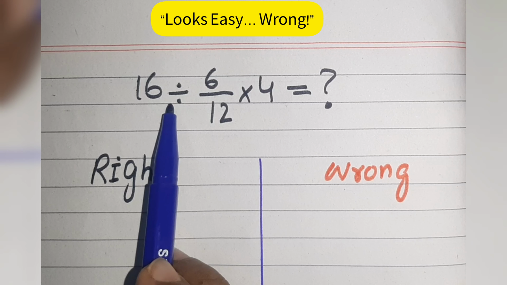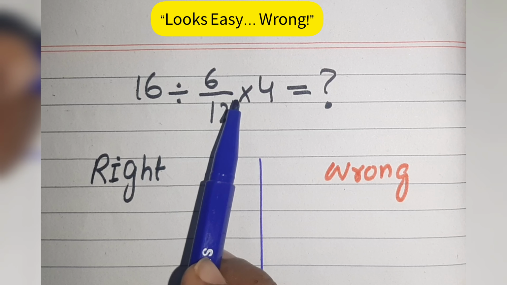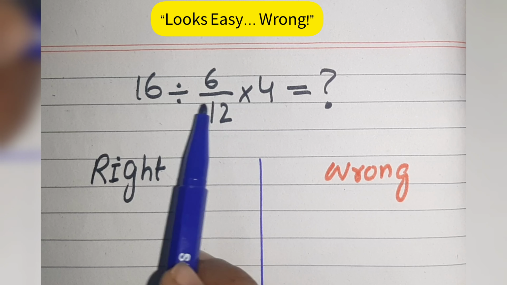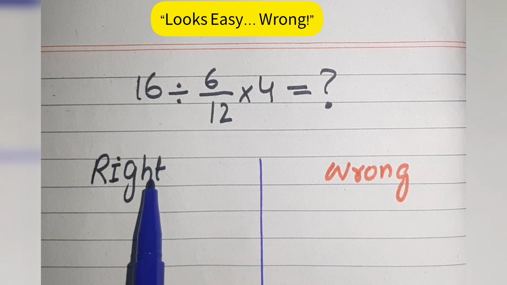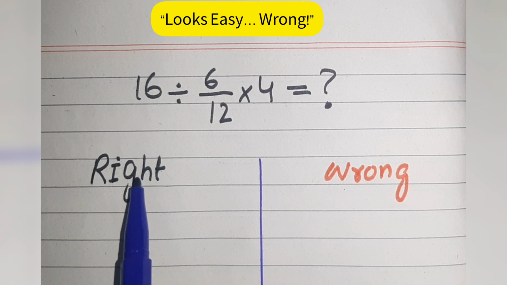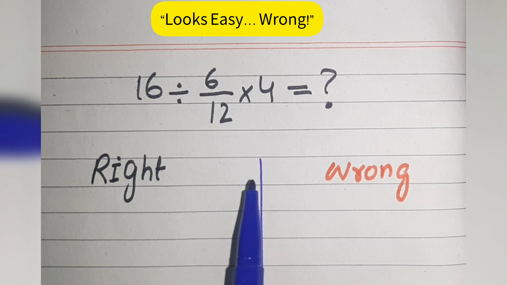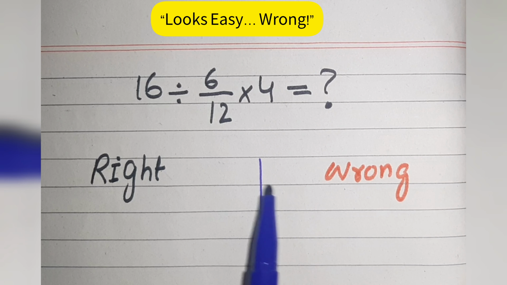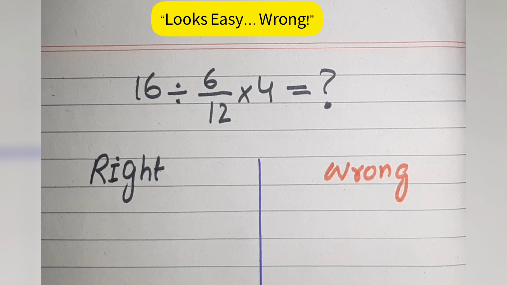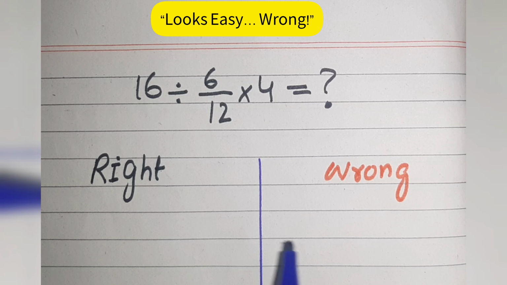16 divide 6 over 12 multiply 4. How can we solve it? In this expression we'll solve two ways, in two methods. One is the right method, another is the wrong method. So first we solve with the wrong method. Mostly people do this problem with the wrong method. So we start.